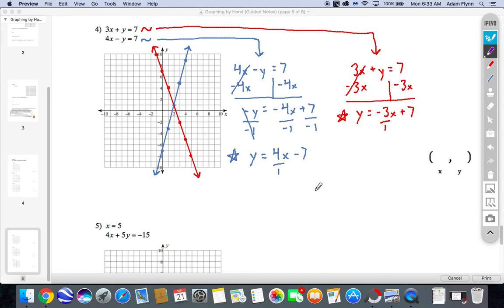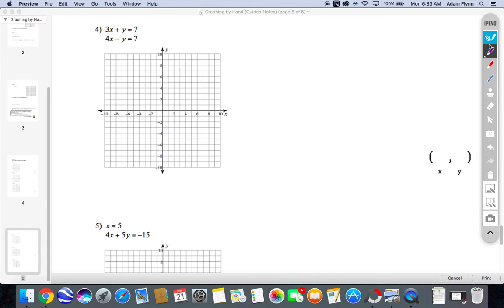Okay, and as I always do with graphing systems of linear equations, I'm looking for the point where they cross. So that looks like it is over 2, up 1. And there we go. On to the next one.